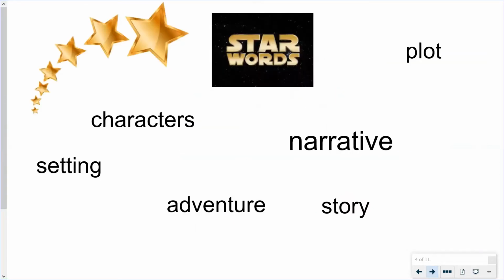Let's look at the star words for today. My turn, your turn. My turn first. Story, narrative, plot, characters, setting, adventure.